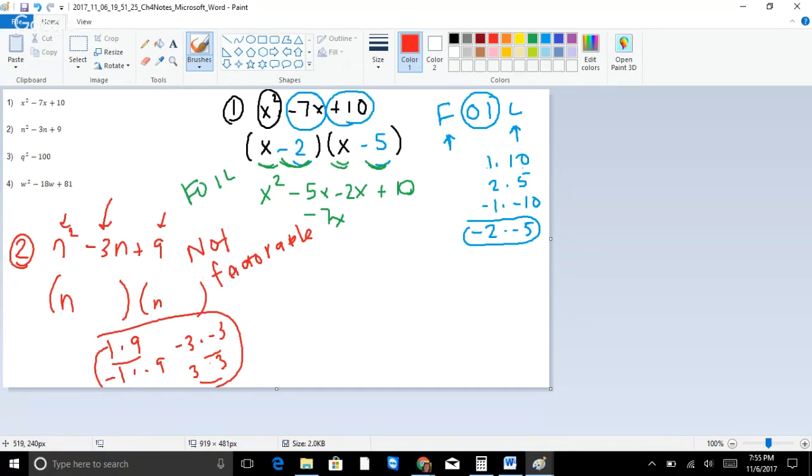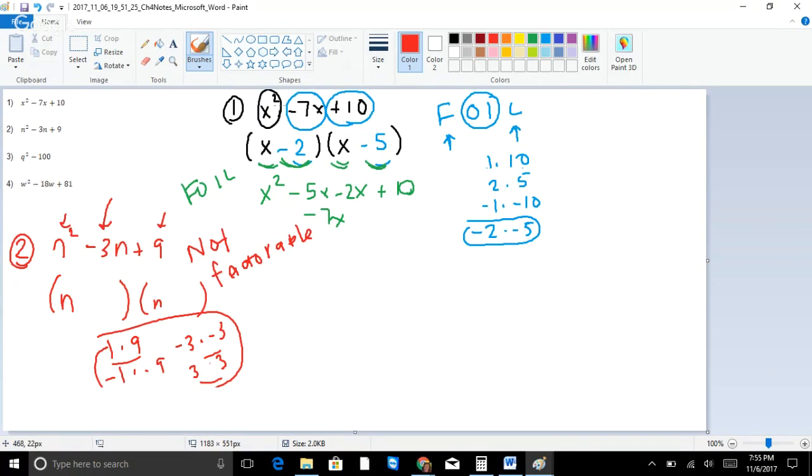Okay, let me expand my screen because I want to keep this one up on here. All right, so purple, number 3. We have q squared minus 100.